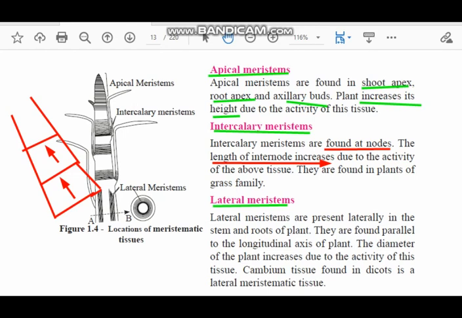So they are found in the plants of the grass family. Most of the grass family plants only have the intercalary meristem. Even bamboo is a grass family plant. So you should remember those parts there.